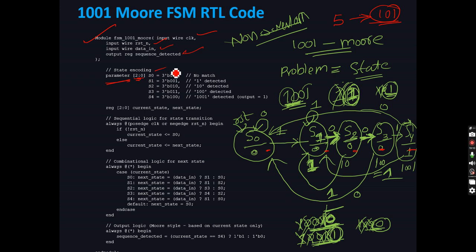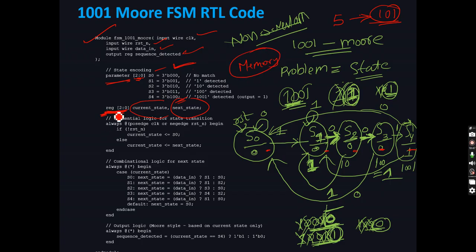Then we start declaring the states. S0 is 0 0 0, S1 like this, up to S4. We have to declare the parameters; they are actually the values which we use to represent each state. Then the main part comes here. We have to declare the registers. So 2 registers we have to declare: the current state as well as the next state. This is for storing purposes. As I said before, FSMs have memory elements also, right? That's why we are declaring registers.